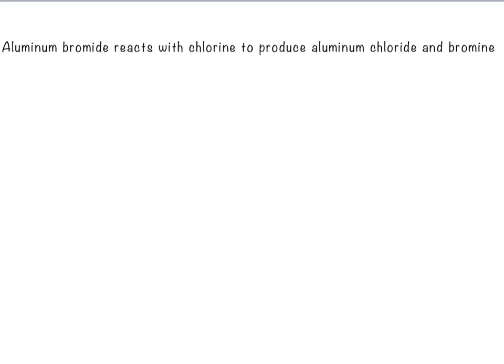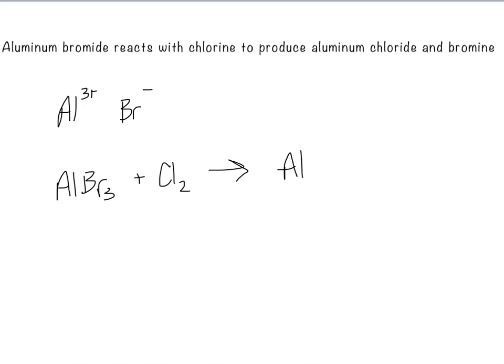Okay, in this problem you have aluminum bromide. You know aluminum is 3 plus. Bromide is 1 minus. So the formula for aluminum bromide is AlBr3. Reacts with chlorine. Chlorine has to be Cl2 because it is a diatomic, to form aluminum chloride, which is AlCl3. And then bromine. Bromine must be Br2 because, once again, it is also diatomic.